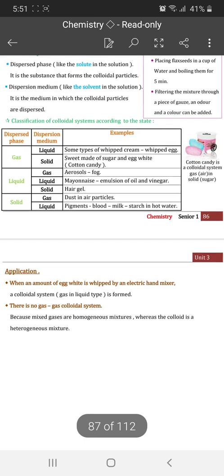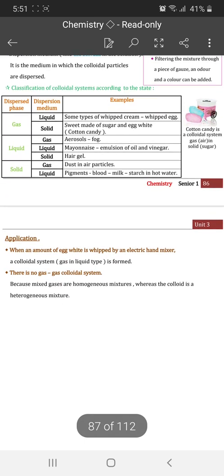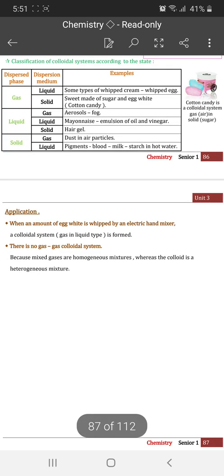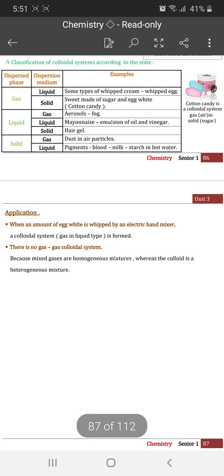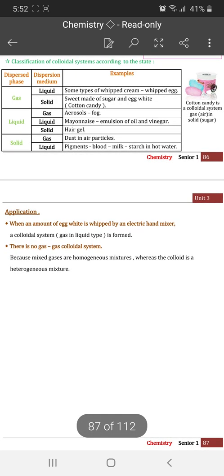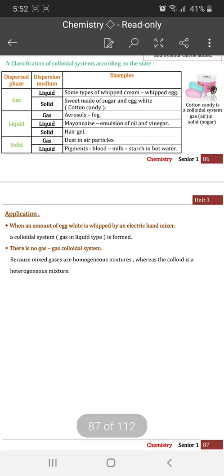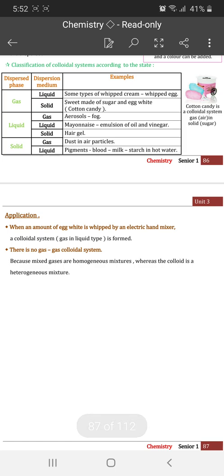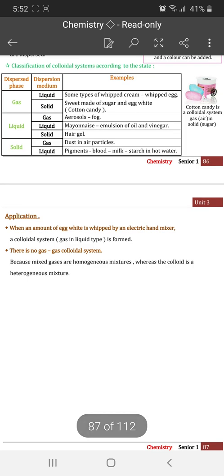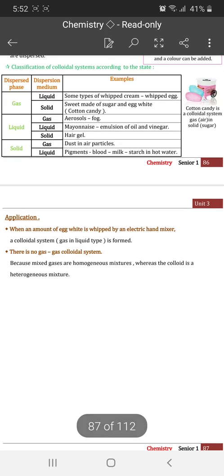We have forms of colloid. Classification of colloidal systems according to state. The colloid consists of a dispersed phase and a dispersion medium. The dispersion medium may be liquid, solid, or gas. First, if the dispersed phase is gas and the dispersion medium is liquid, it will be gas in liquid, like whipped cream or whipped egg, and gas in solid like sweets, like cotton candy.